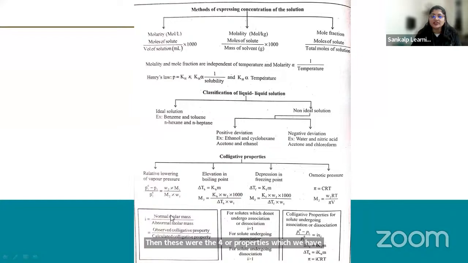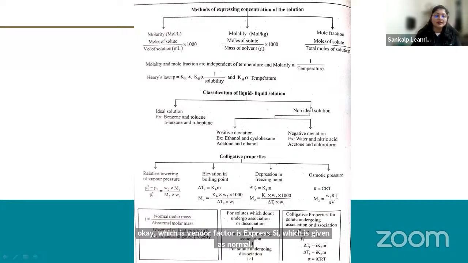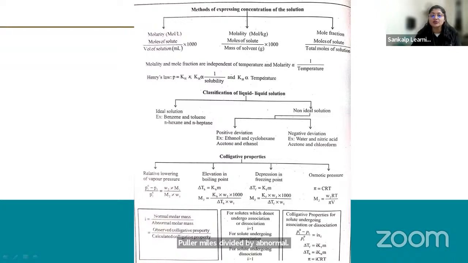Then Van't Hoff factor, expressed as i, is given as normal molar mass divided by abnormal molar mass. Van't Hoff factor accounts for the extent of association or dissociation of a solute. For a solute which does not undergo association or dissociation, Van't Hoff factor is equal to 1. For association, it is less than 1, and for dissociation, it is greater than 1.